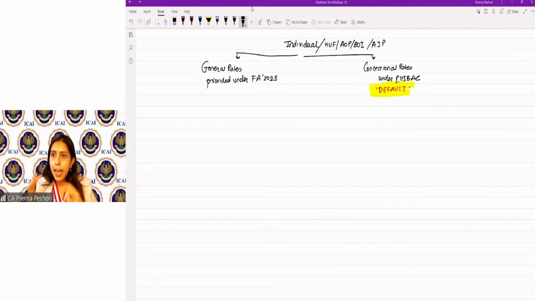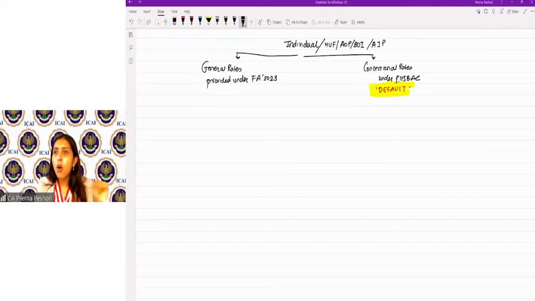Notwithstanding anything contained in this Act is a non-obstante provision, which means it overrides the other provisions of the Act. Whenever the term used is notwithstanding anything contained in this Act, it means it overrides all the other provisions, and this provision will prevail over any other provision. That is called a non-obstante clause. Okay. Now, this particular 115 BAC is a non-obstante clause.